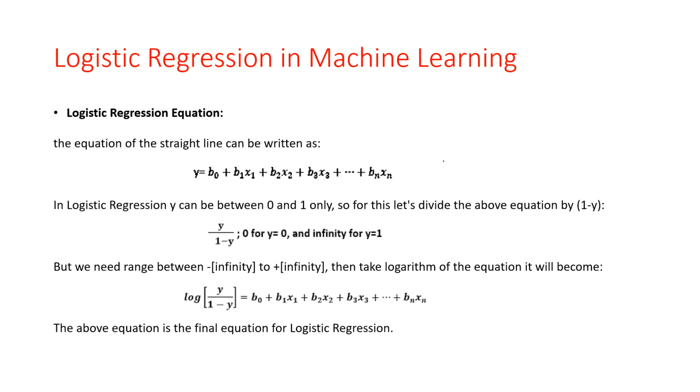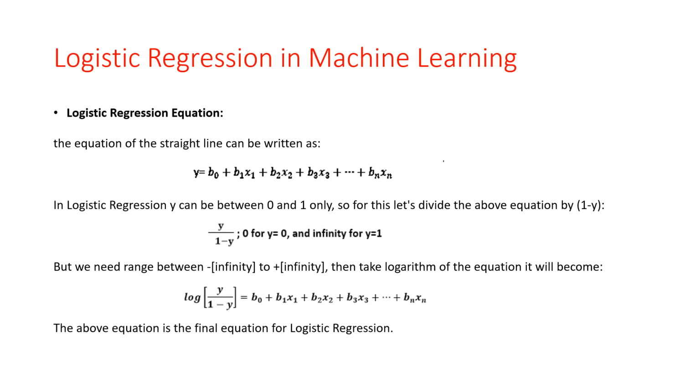Okay, so we already discussed the equation for linear regression: y equal to mx plus c, or y equal to a0 plus a1x, or y equal to b0 plus b1x. The equation of the straight line can be written as y equal to b0 plus b1x1 plus b2x2 plus b3x3 and so on up to bnxn. In logistic regression, y can be between 0 and 1 only.